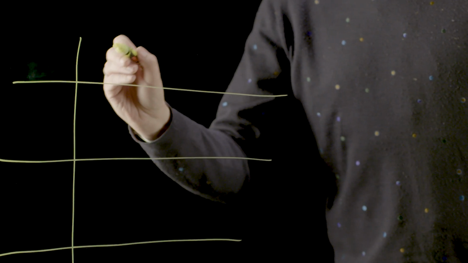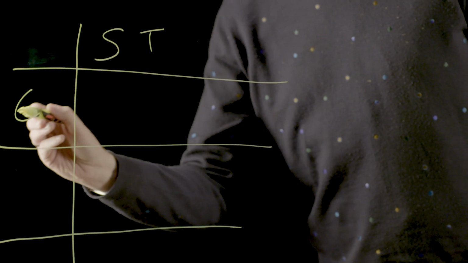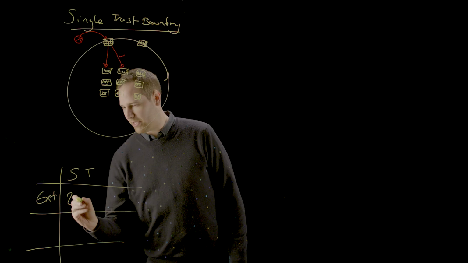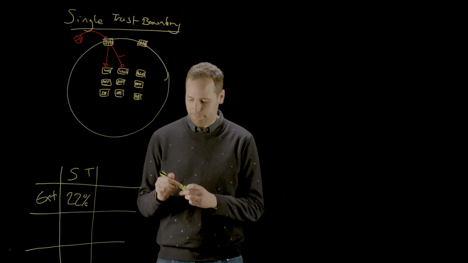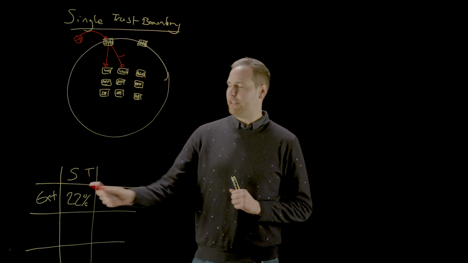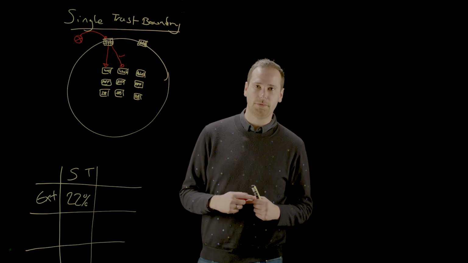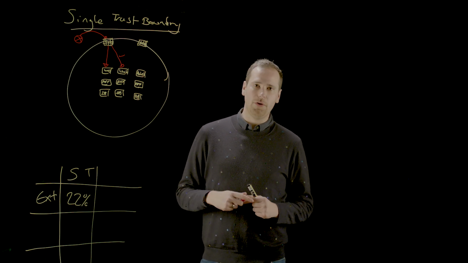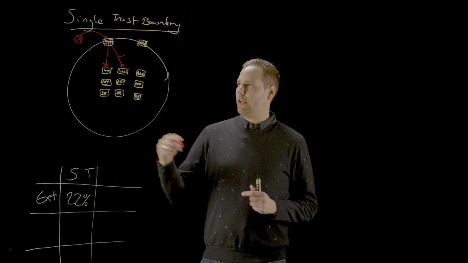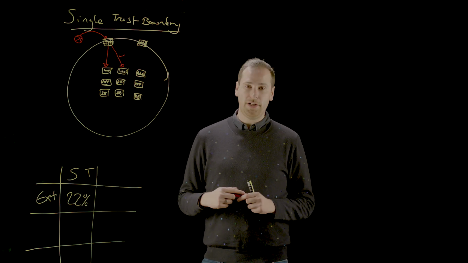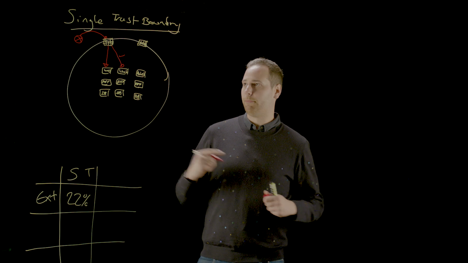So we had the single trust model, and that was an external threat actor. And as I said, we could reach 2 of the virtual machines, which is about 22%. Now, 22% is probably a totally acceptable risk amount. At the end of the day, every organization has to accept some risk. That's the cost of doing business. So actually, 22% is probably fine. You're never going to get that number to 0.